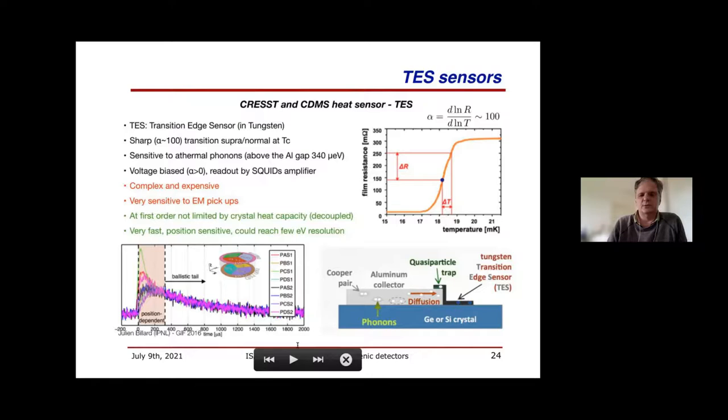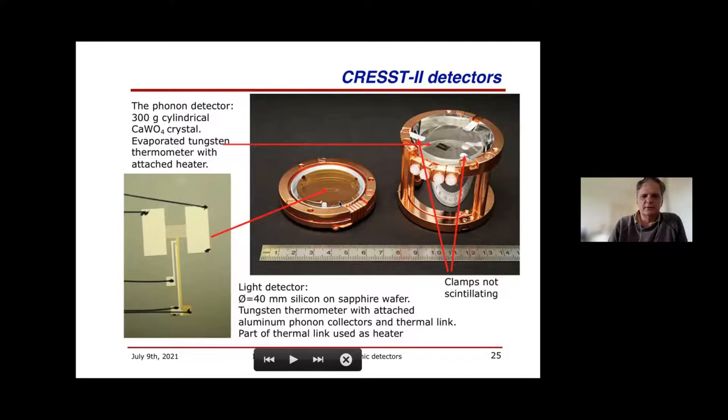This is an example, an actual TES. These are the aluminum fins. So most of what you see here is just the aluminum fin catching for the TES. I had the TES marked on the other slide, but that one has disappeared. I have other pictures. I gave the impression that the TES needs to be very big in order to catch as many phonons as possible.